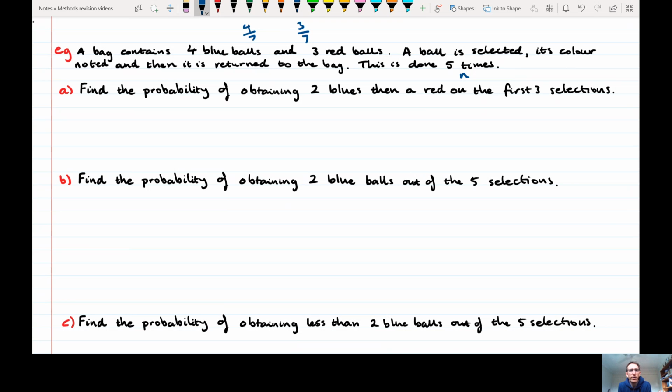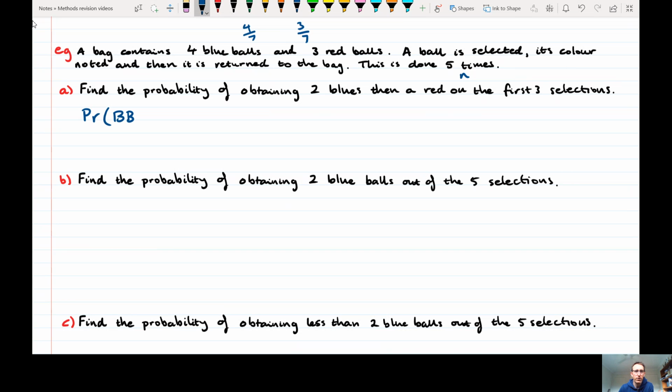So now find the probability of obtaining 2 blues, then a red on the first 3 selections. Okay, well, let's carefully check. Probabilities aren't changing. Yeah, that's good. What's happening is independent because it's being put back every time. That's good. We've got 2 options, blue or red. That sounds all good. But the problem is it can't be binomial because there's a specific order required. So our first 3 conditions have been met, so it sounds binomial, but there's an order. So no, can't be binomial.